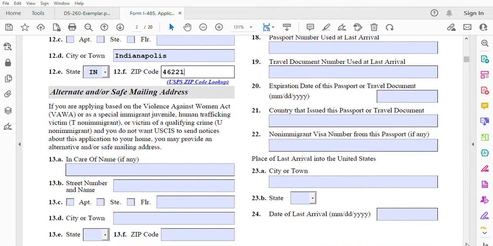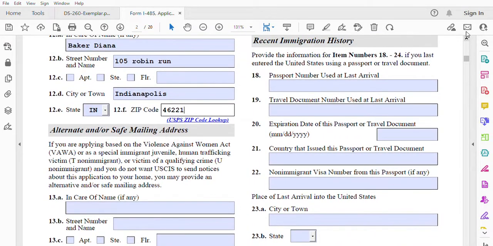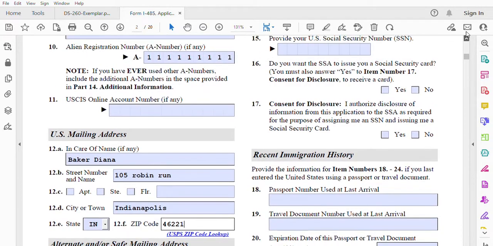A lot of people ask me about this question right here: alternate or safe mailing address. It does not apply for us, since this is the first time you come to the United States. But if you live within the United States and the Violence Against Women Act applies to you, this is where you enter the safe mailing address. In our case, it does not apply. So we're gonna go to the next question, which is about Social Security.